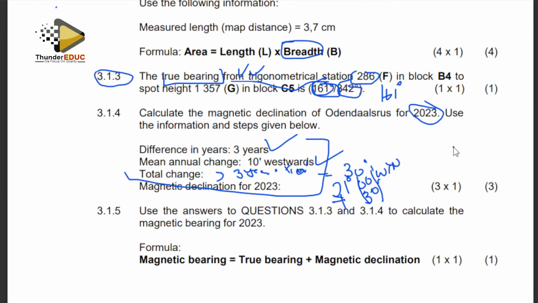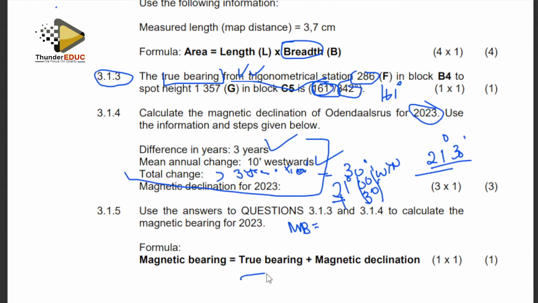00 plus 30, so you get 30 minutes. And here you just write 21. If you're good at forgetting, you can use your calculator and get the answer right. Okay? So that is all that you needed to do. And then the next question says, use the answer in 3.1 and 3.14 to calculate the magnetic bearing for 2023. So that means they want us to calculate the MB.